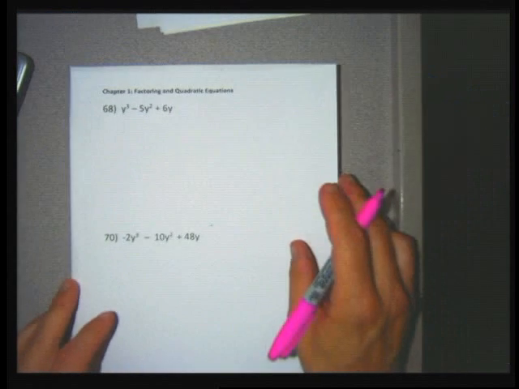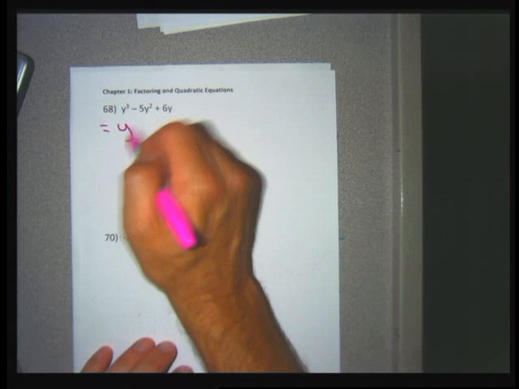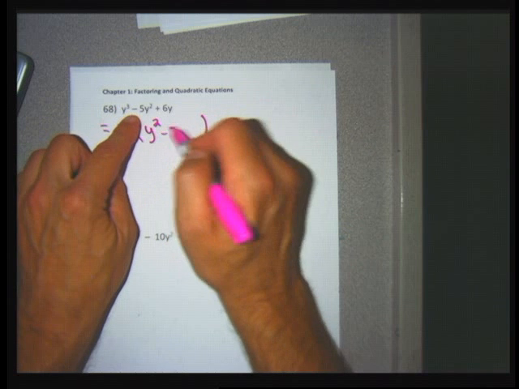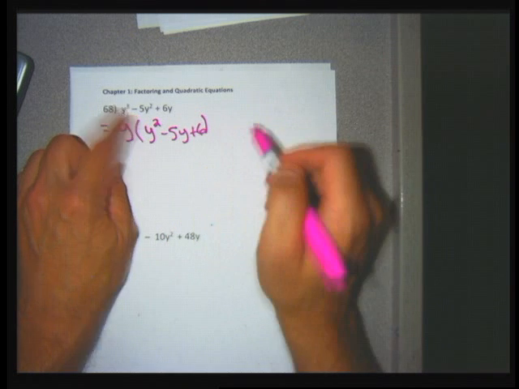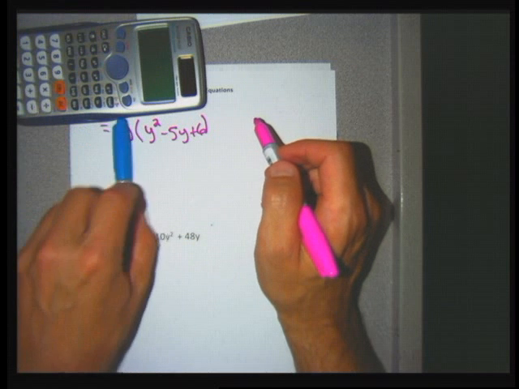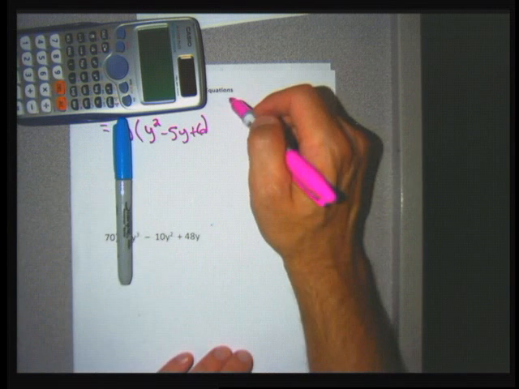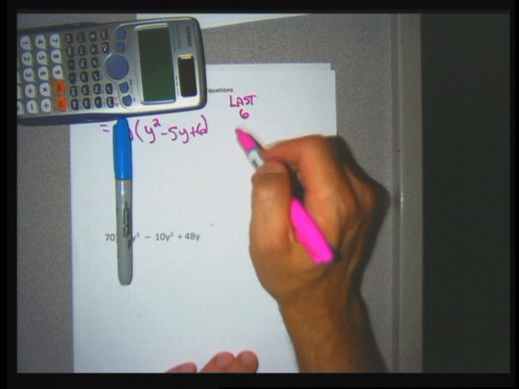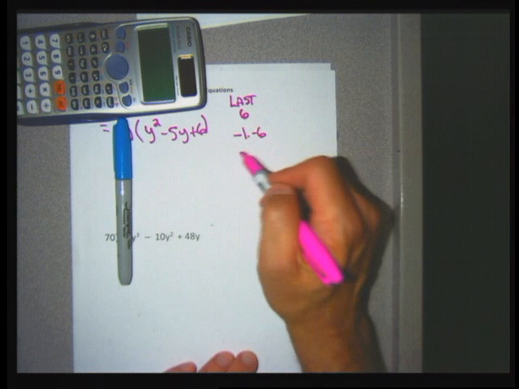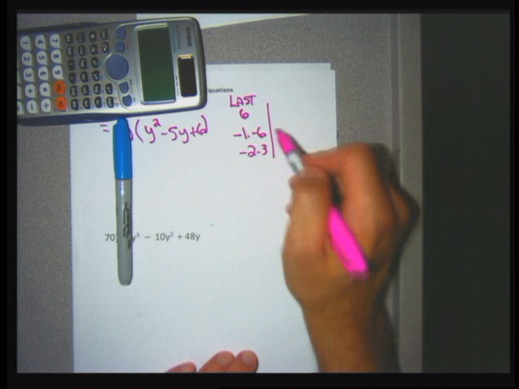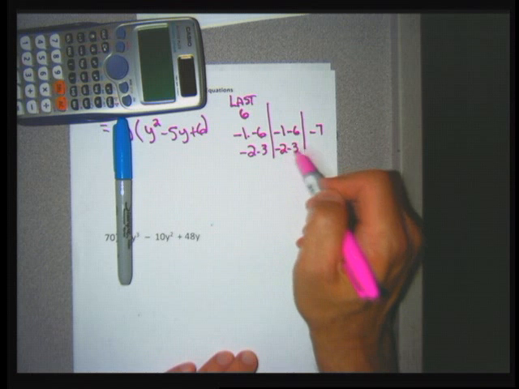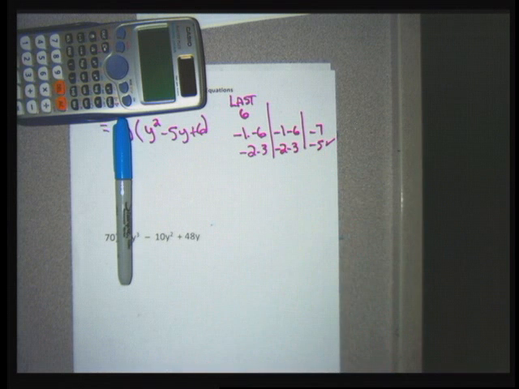On 68, there's a common factor of a y that I need to factor out. So I'm going to factor out a y, take one y away from each piece. This is going to leave me with 2 y's, a minus 5y, and just a plus 6. Now I'm going to try to factor what's left, ignoring the rest. And in that parentheses, my lasts need to multiply to 6, but they also have to have a negative. So my choice would be negative 1 and negative 6, or negative 2 and negative 3. Negative 1 minus 6 gives me a minus 7, and negative 2 minus 3 gives me the minus 5. So I need the bottom one.